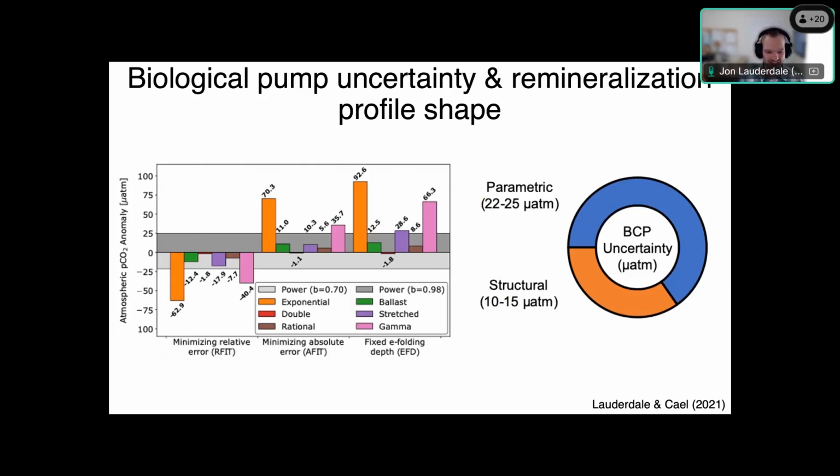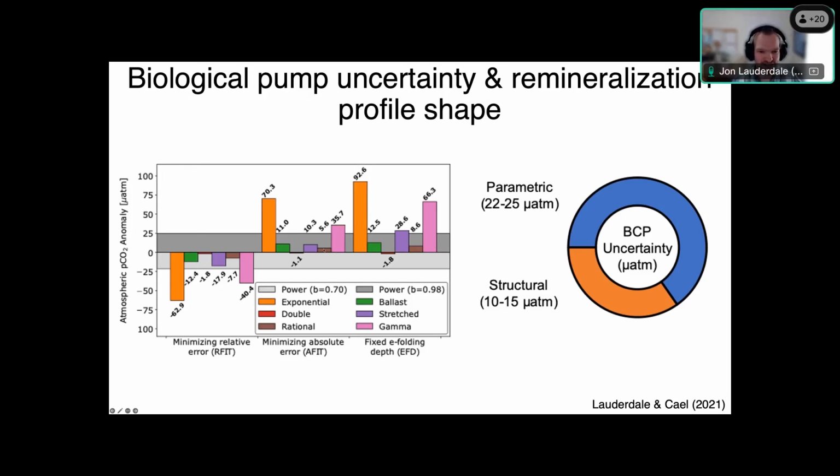Anyway, when you run that in a global biogeochemistry model, what you find is that the parametric uncertainty of the biological pump is about plus or minus 25 parts per million in terms of atmospheric CO2. So varying B between 0.7 and 0.98 generates that amount of CO2. And most of the other profiles that we tried actually fit within that uncertainty. So that's quite good.